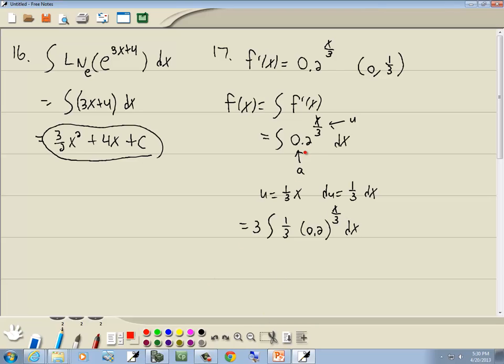Okay. So the a's match. So that's good. And here we have 1/3 x, which is our exponent here. X over 3 is 1/3 x. We have 1/3 dx, 1/3 dx. So this becomes, we replace the 0.2 with a, so we've got a to the u du.